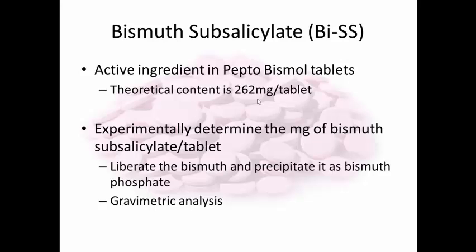How are we going to do this? Well, first we're going to liberate the bismuth and then precipitate it as bismuth phosphate and do a gravimetric analysis on it. Gravimetric analysis is an analytical technique that uses the mass of an analyte, or whatever you're looking to determine its amount quantitatively. You're going to do that by mass.